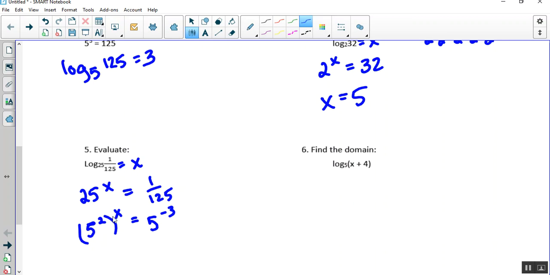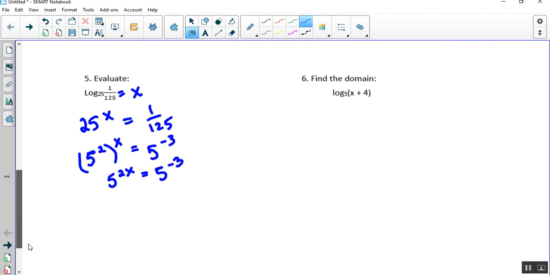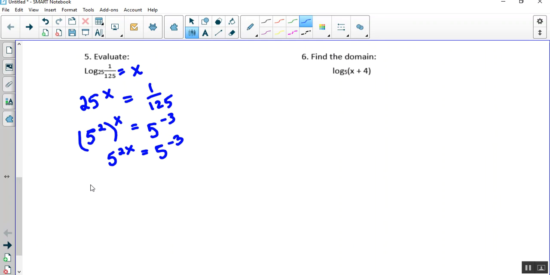When you have a power to a power, you multiply exponents, so I get 5 to the 2x is equal to 5 to the negative 3. Now the bases are the same, and I want these two things to be equal, so the exponents are going to have to be the same. So now I can just write 2x equals negative 3. And x is going to equal the fraction negative 3 over 2.